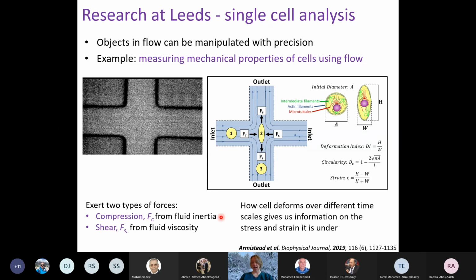And we can see how cells deform under these different regimes to give us an idea of the internal environment of that cell and what stage it is in the metastatic cascade.